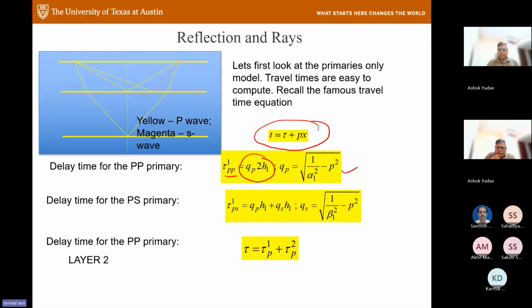Similarly, for PS, we have a P path and an S path, right? The same ray parameter applies for P and S, but the angles are different, and that is because the velocities are different. So, if we just considered primaries only, then we have one PP and one PS path, and the delay time is given by this.